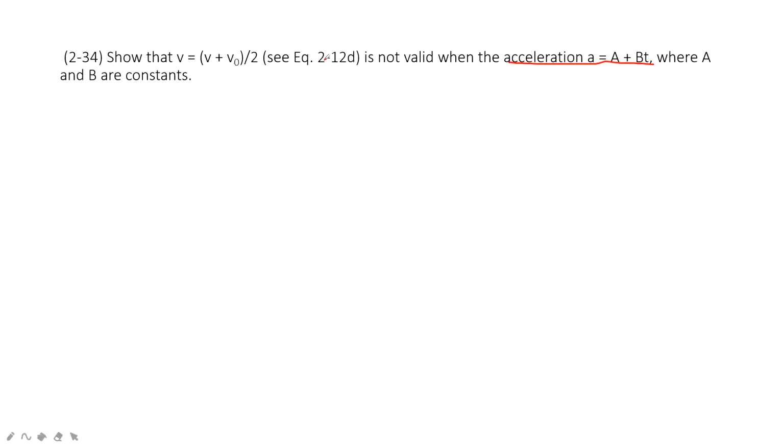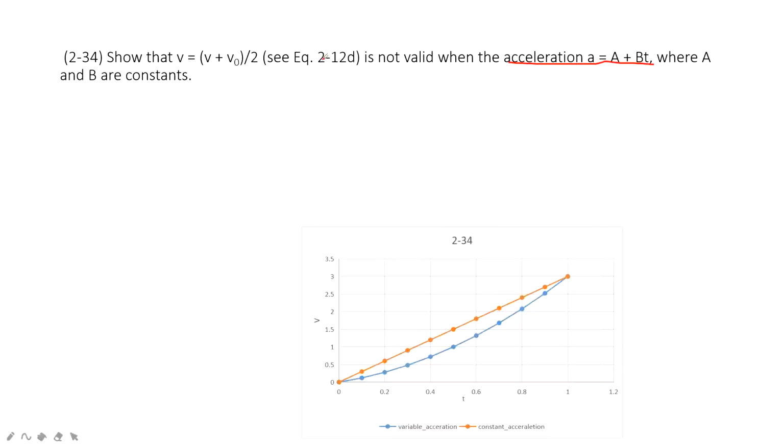In this one, we can draw a VT graph to show how it works. Let's say this is a VT graph. For this line, the acceleration is constant. The velocity is just speeding up at a constant acceleration. And for this blue line, it is a variable acceleration. The acceleration kept changing with time, because at each point of time the slope is different.